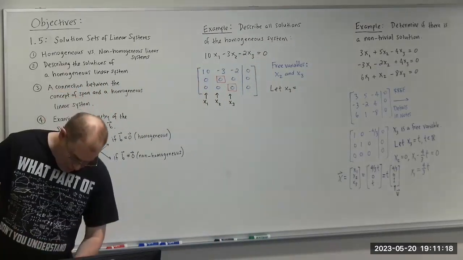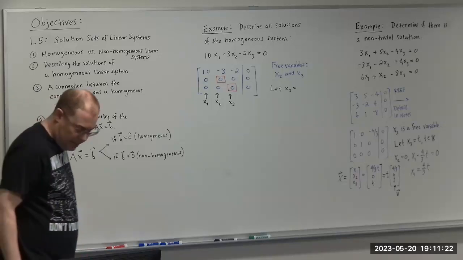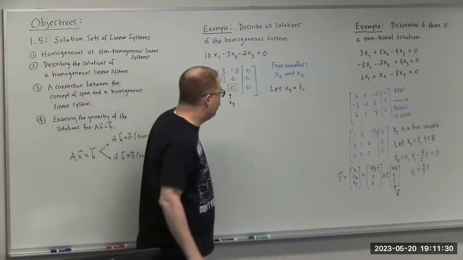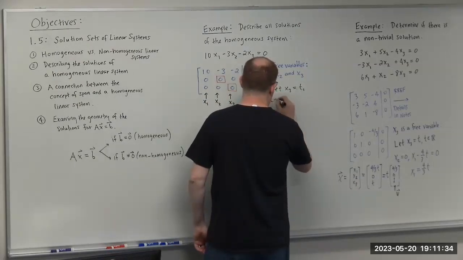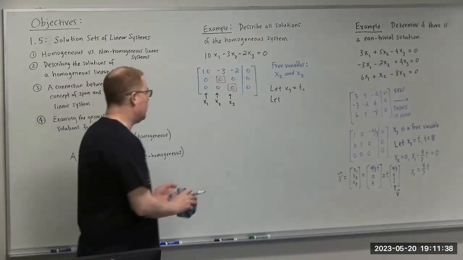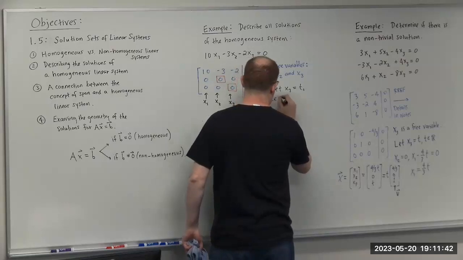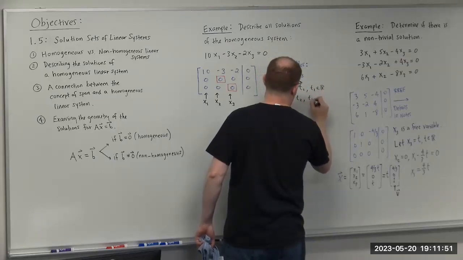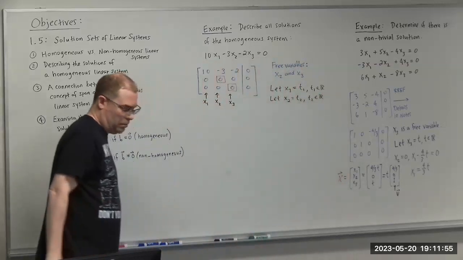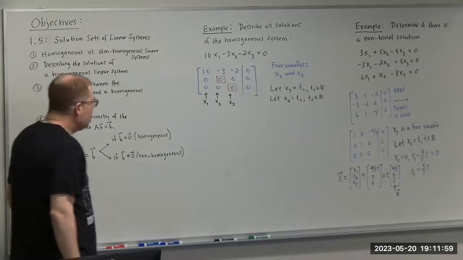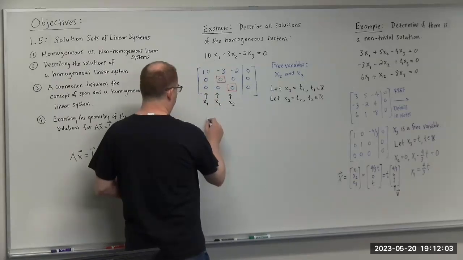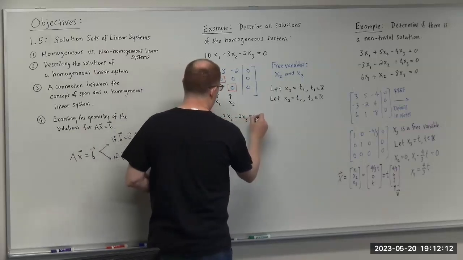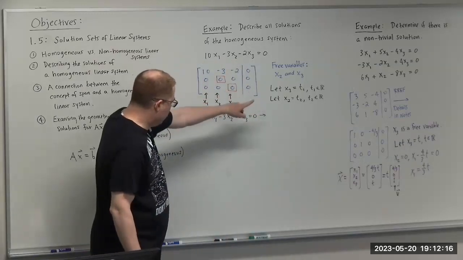I'm going to assign x3 to be equal to t1, just to be consistent with what I have in my notes. You can use whatever notation you want as long as you're not using the same variable here. And then for the other one, we're going to let x2 be t2. So t1 and t2 both belong to the real numbers. That means for x1, we have 10 times x1 minus 3 times x2 minus 2 times x3 equals 0. We know x2 is t2 and x3 is t1.